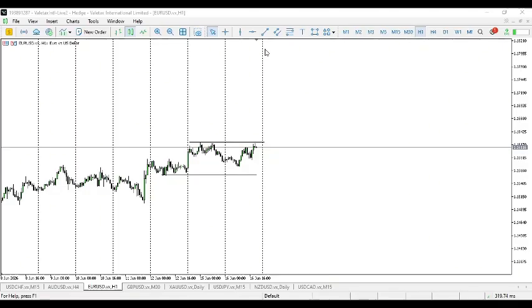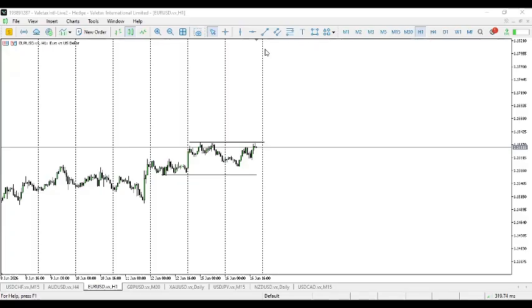Then we have a pullback. Then we have another swing. Second swing. Yeah, it looks like a staircase kind of movement. Pullback. Another swing right there. And pull back.